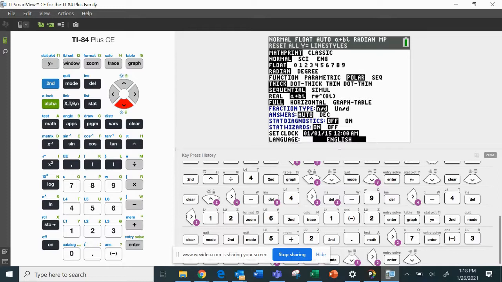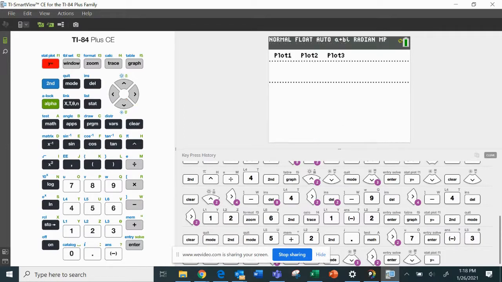Okay, what was I saying? Oh yeah, did you hit Y equals? Do you see there's no Y's? They're now R's. For polar equations, we'll set them up as R equals or theta equals, just like instead of X equals or Y equals. So it suggests let's graph R equals 3. So just type in 3.